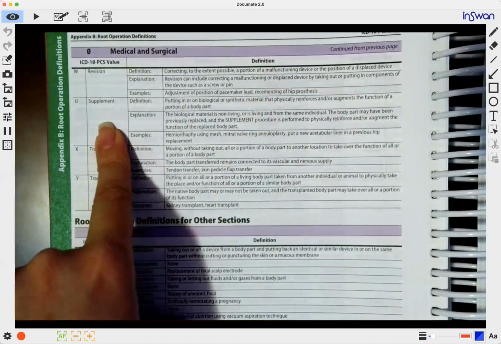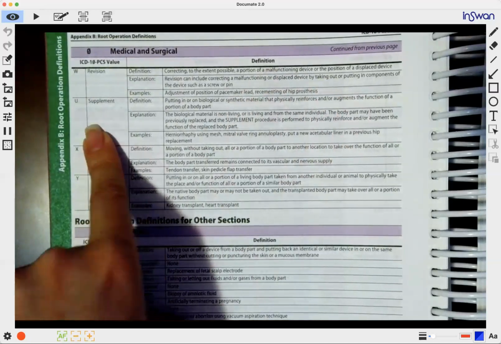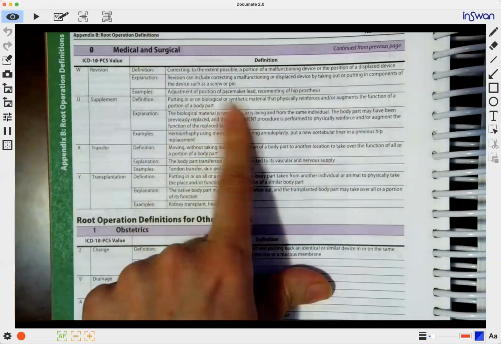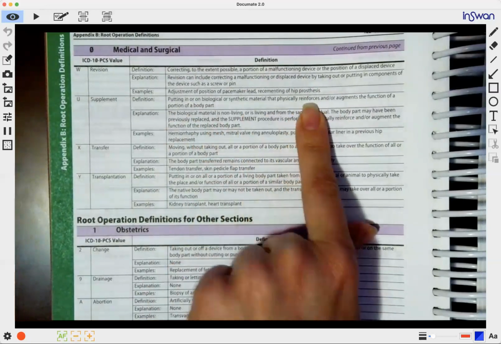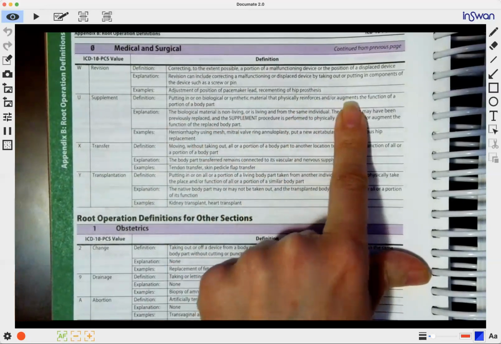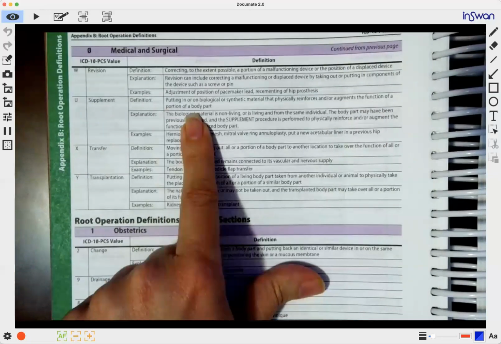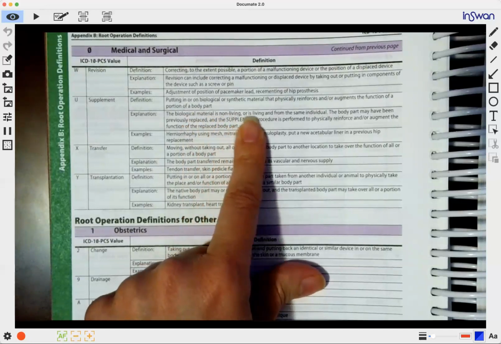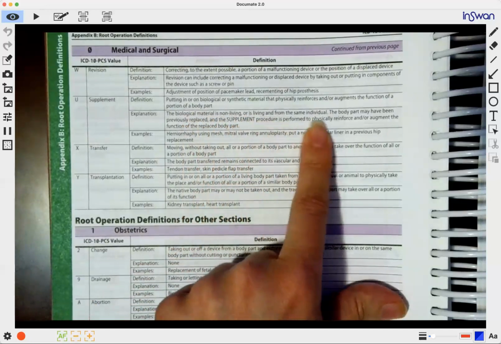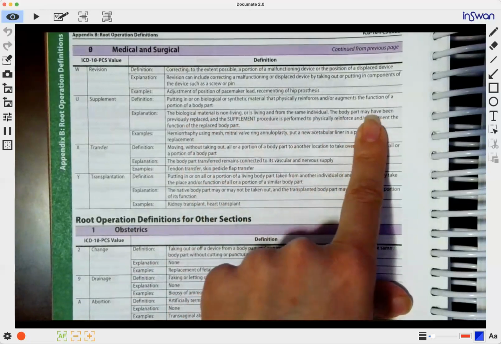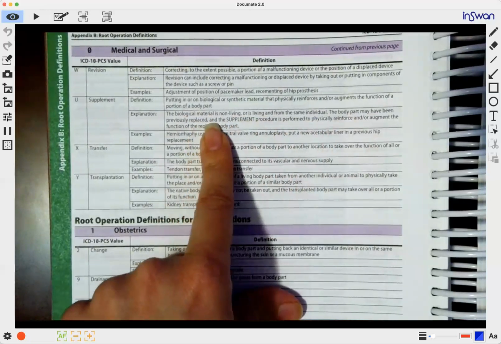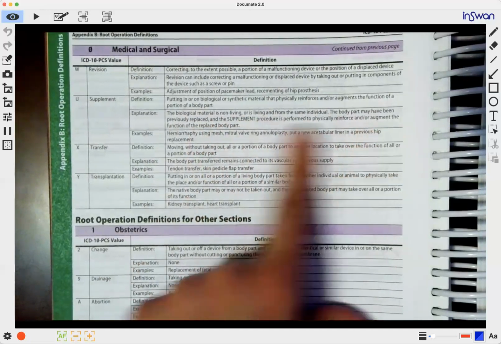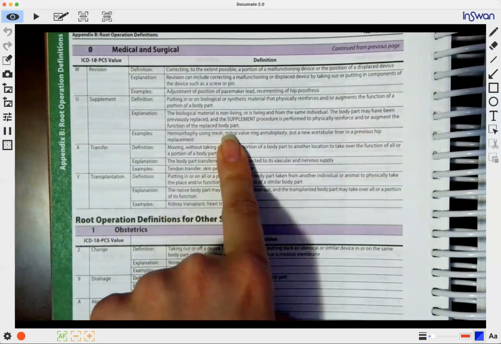Supplement is, if you think about it, what does supplement do? It aids. It puts in or on a biological or synthetic material that reinforces or augments, it adds to the function of a portion of a body part. That biological material is non-living, or it can be living and from the same individual. The body part may have been previously replaced, and the supplement procedure is performed to physically reinforce or augment the function of the replaced body part.